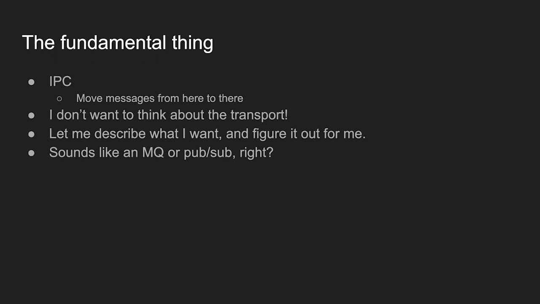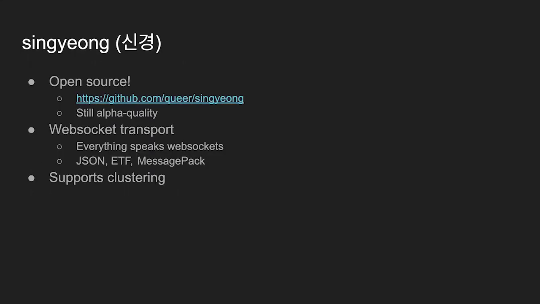I just want to be able to throw code at something and have it figure it out for me for the most part. And so you might think this is really starting to sound like you're just writing a message queue or something. And so, I kind of did. It's called Singyeong. The name is Korean. It means nerves because it's kind of like the nerve center of your application. It's open source. There's a GitHub link if you're interested. It's still kind of alpha quality, mostly because it's just been my spare time hobby project.